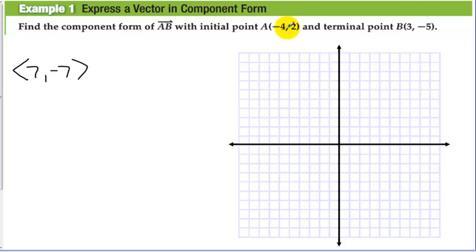Now that means we have this vector starting at (−4, 2), and ending at (3, −5). So we have this vector right there. And we can represent that vector in component form as ⟨7, −7⟩. So 7 to the right and 7 down. In other words, this vector right here is the same as that vector right there. But the answer is just ⟨7, −7⟩.